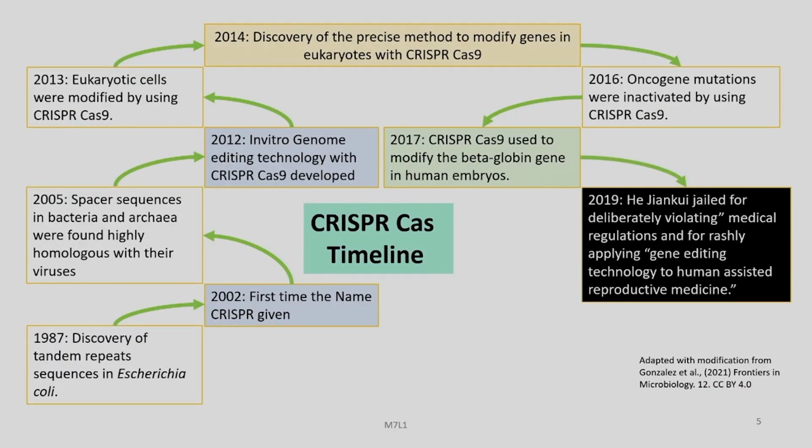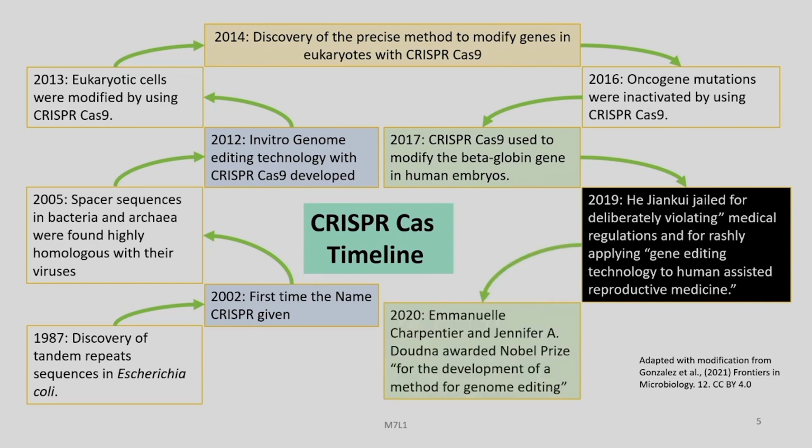2019 is considered a black year in a way. He Jiankui in China was jailed for deliberately violating medical regulations and for rashly applying gene editing technology to human assisted reproductive medicine. In 2020, amidst the corona pandemic, Emmanuelle Charpentier and Jennifer A. Doudna were awarded the Nobel Prize for the development of a method for genome editing, which was basically the CRISPR-Cas9 technology.